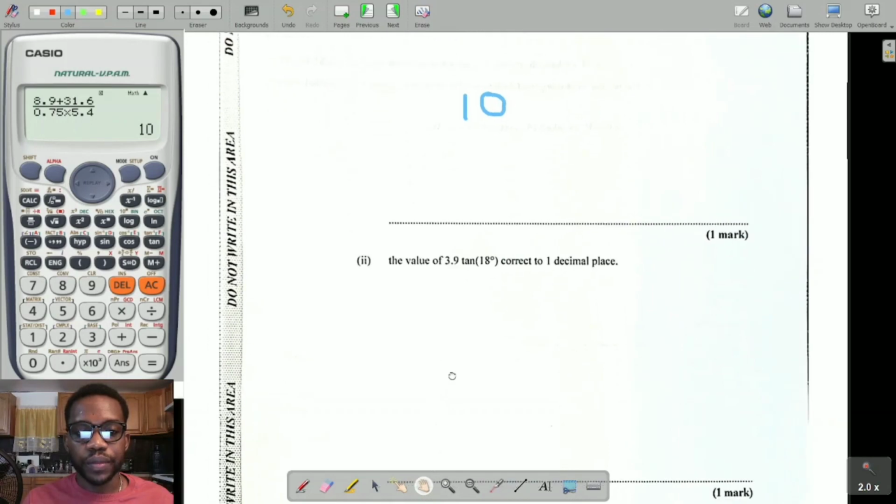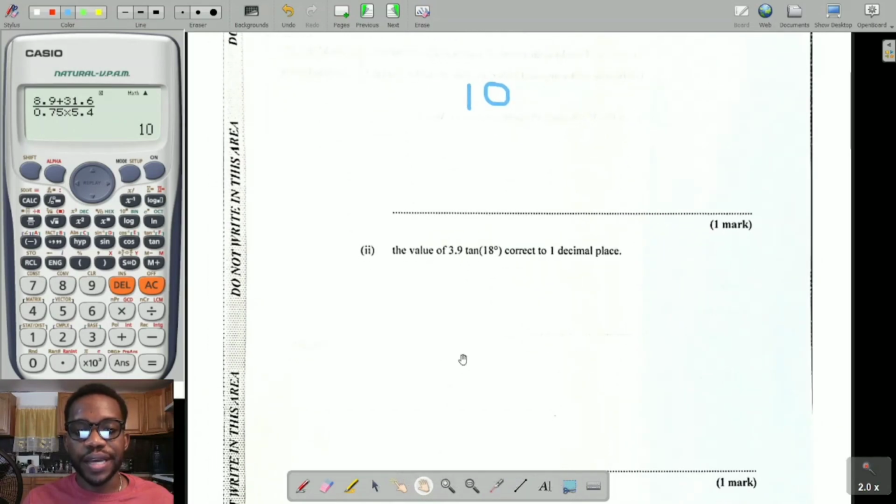Part 2. The value of 3.9 tan 18 degrees correct to one decimal place. Once again, this is something for the calculator, so you can get 2 easy marks from your calculator. You're going to put that in the calculator exactly as it is. So I'm going to have 3.9 multiplied by tan. You simply put the 18 inside of the bracket, close the bracket, and we press equal.